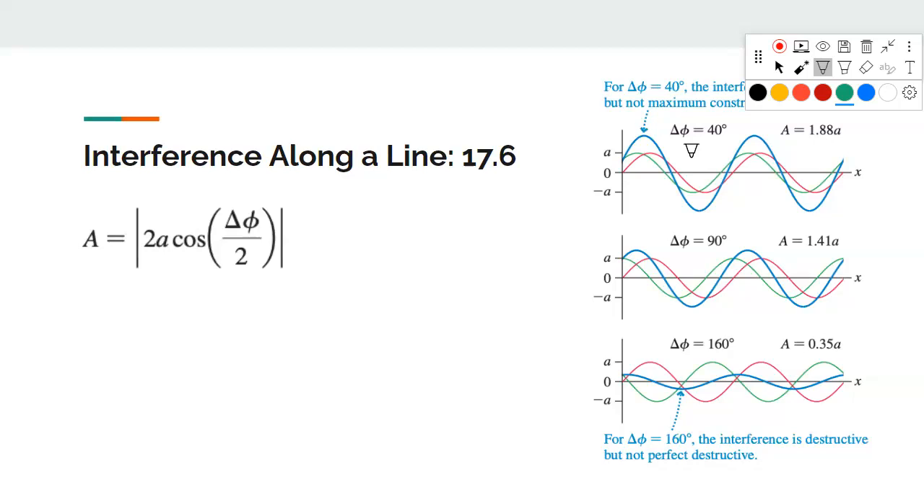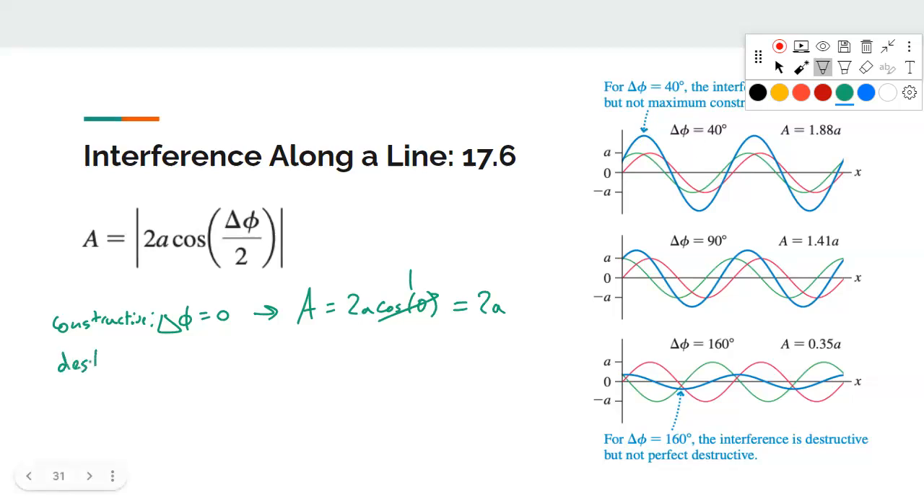So the examples we've seen so far are if delta phi is 0, we call this the constructive interference case. So if delta phi is 0, what happens to this formula? Well, we have A equals 2 times little a times cosine of 0, but this is just 1. So we can see that is in fact constructive interference. The amplitude of our resulting wave is twice the amplitude of our individual input waves.